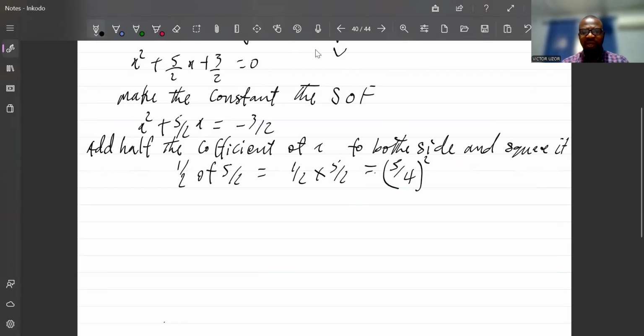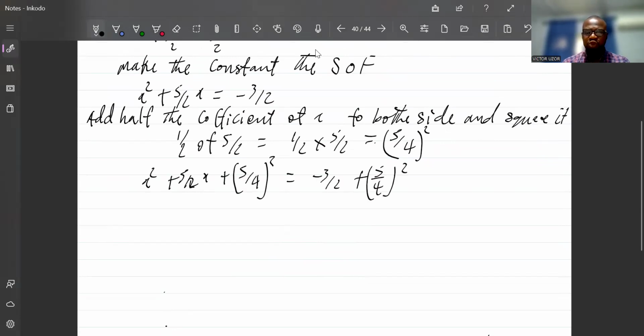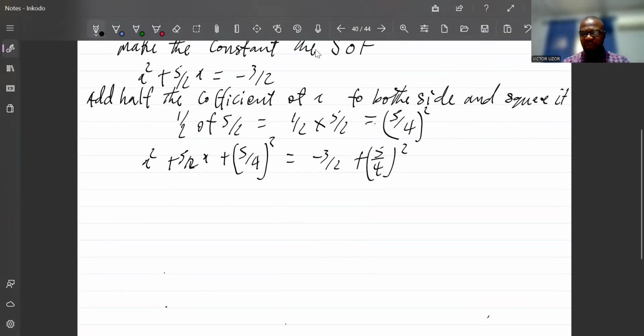If you want to learn all these steps, I've made a video before on how to derive the quadratic formula. From there, I'm just following the steps. So this is what I'm going to add to both sides. If I add that to both sides, I will have x squared plus 5 over 2x, plus 5 over 4 squared, which I've added to this side, is equal to negative 3 over 2 plus 5 over 4 squared. In this case, I'll factorize it. If I factorize this, I'm going to have x plus 5 over 4 squared.